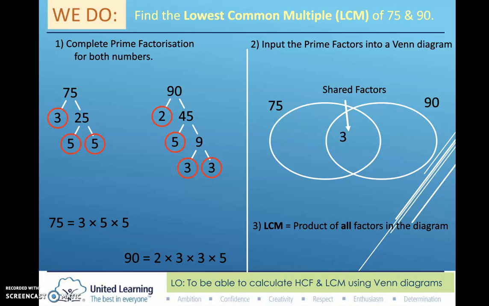Our shared factors are the 3, which we then cross out, and a 5, which we also cross out. What's left in the 75 is just a factor of 5, and in the 90 is a factor of 2 and 3. So our lowest common multiple is the product of all the factors in the diagram. So it's 2 times 3 times 3 times 5 times 5, which is 450. Make sure you've got those copied down.